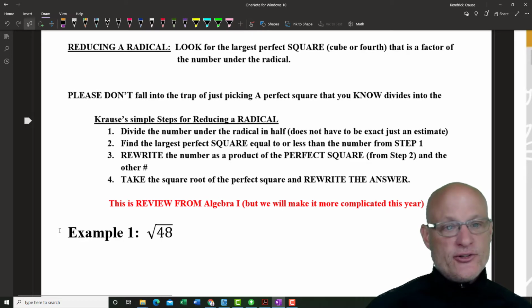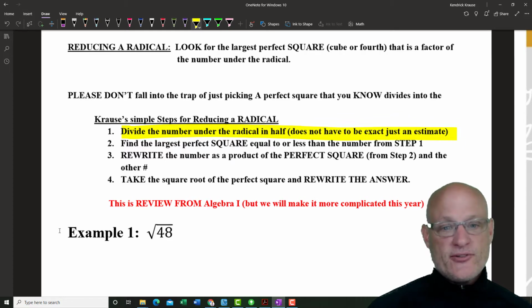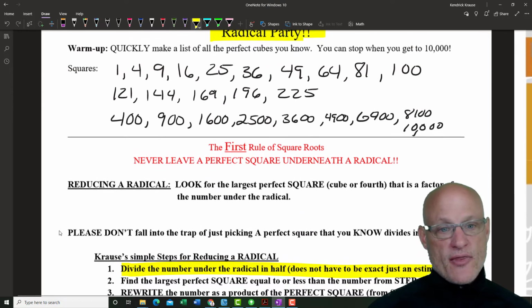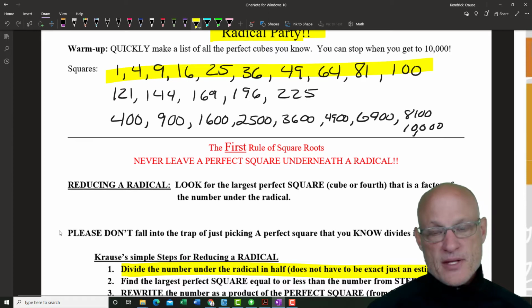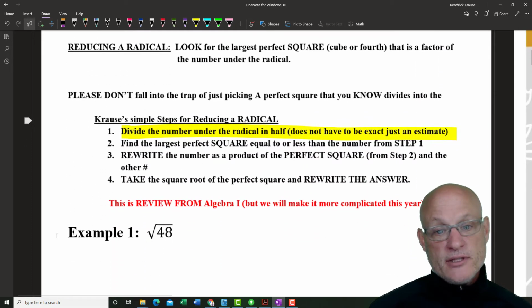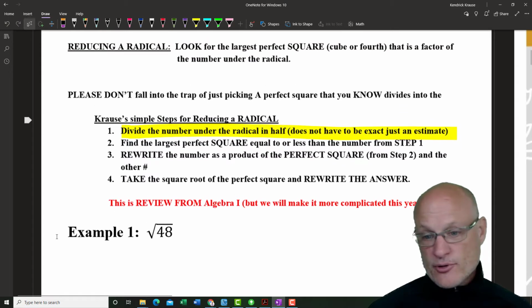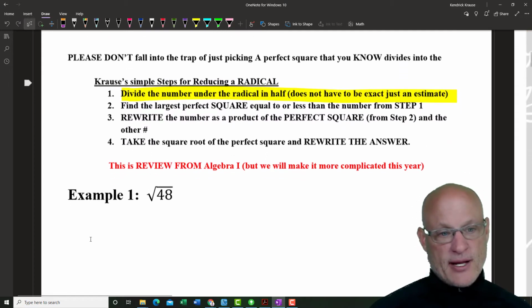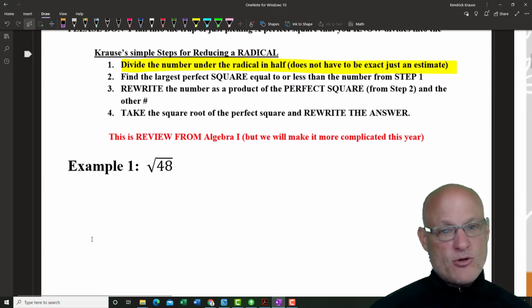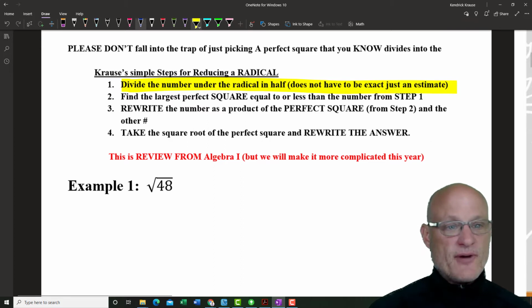So what I like to do is, this is the way I like to do it. I like to divide the number in half, just to get a place to start looking on this list. Then I'm going to write it as a perfect square equal to or less than that number. And you'll see, we'll rewrite it and we'll do it. So we're going to go through these steps. I'll show you how we do these steps. I'm going to put it right here. These are my Krauss's rules to simplifying radicals.